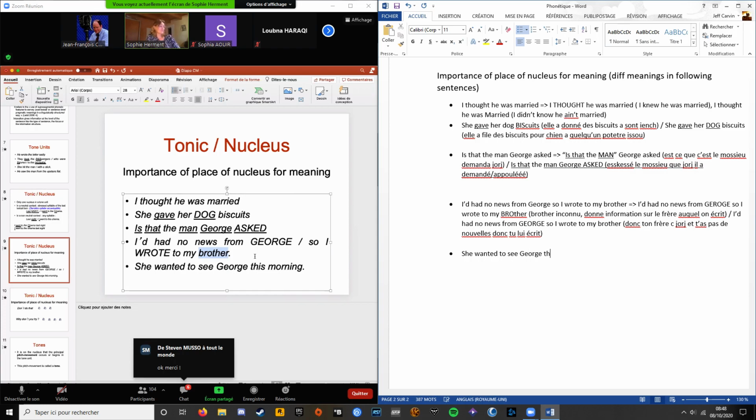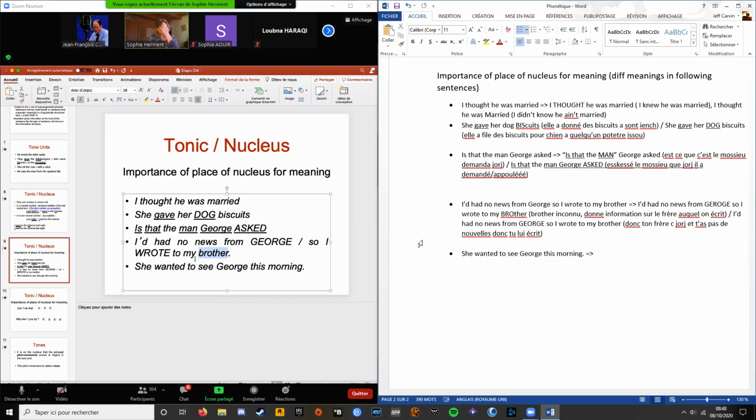Parce que, vous voyez, si j'avais George, je ne pourrais pas dire I had no news from George, so I wrote to George. Vous voyez, ça ne marche pas. Là, c'est exactement pareil, en fait. I had no news from George, so I wrote to my brother. Si George et le frère sont le même, on ne peut pas réaccentuer frère. Voilà, c'est juste ça.